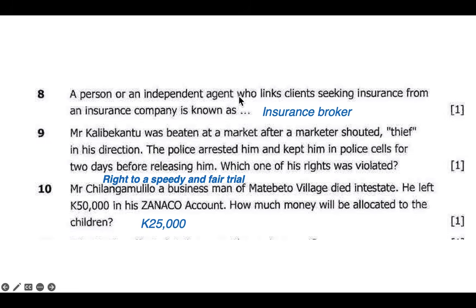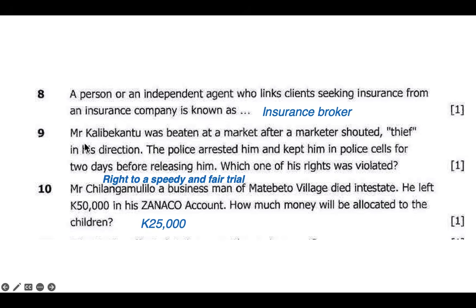This question is coming from insurance, the system of ensuring that properties are secured from financial risks. So the insurance broker is a person who is an independent agent. He links clients seeking insurance cover.